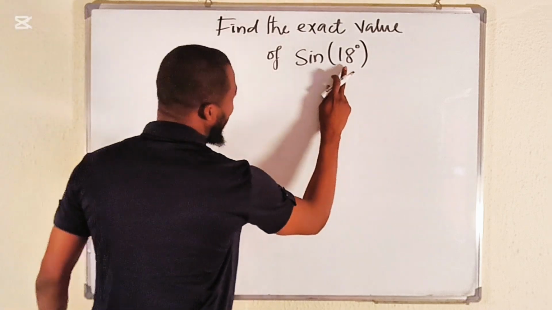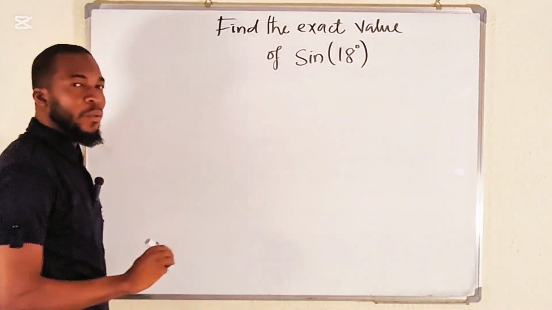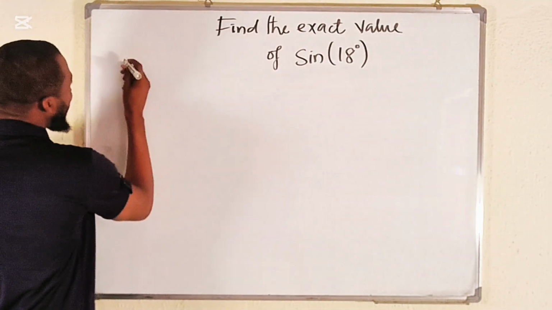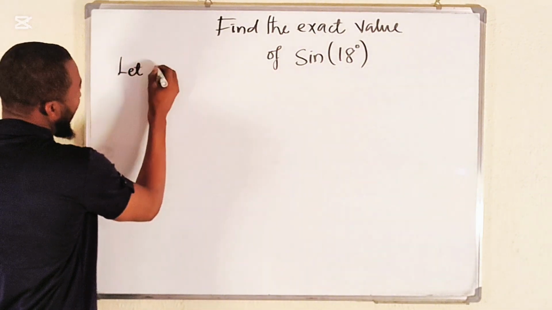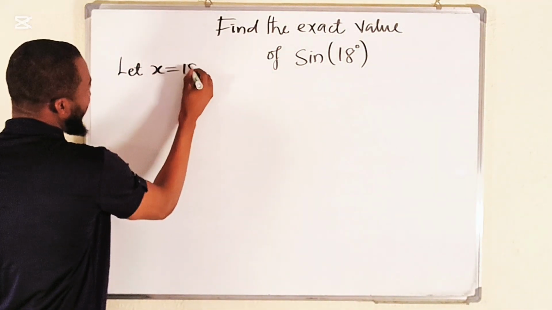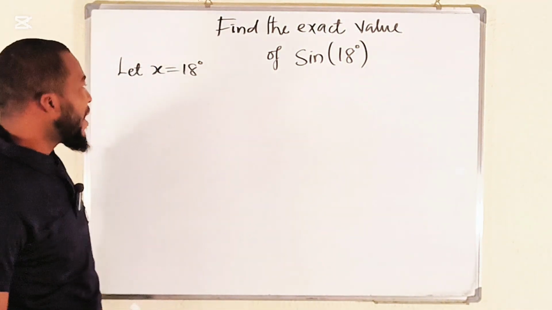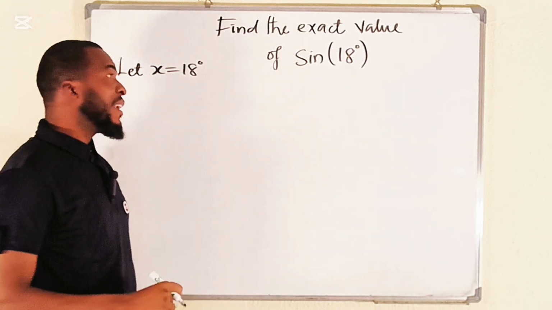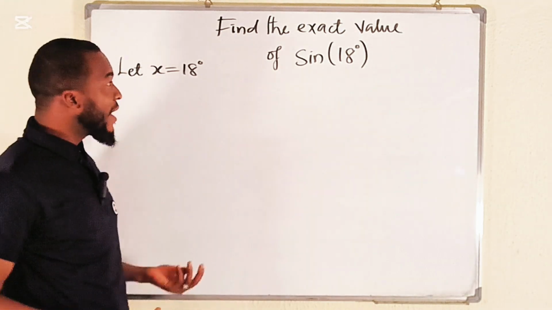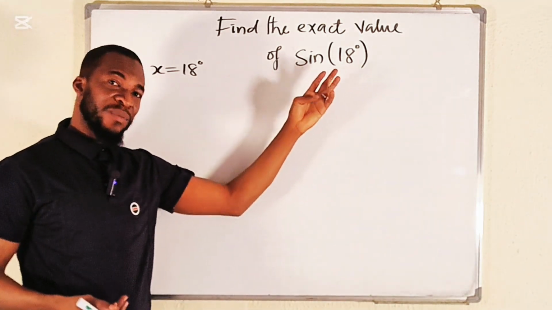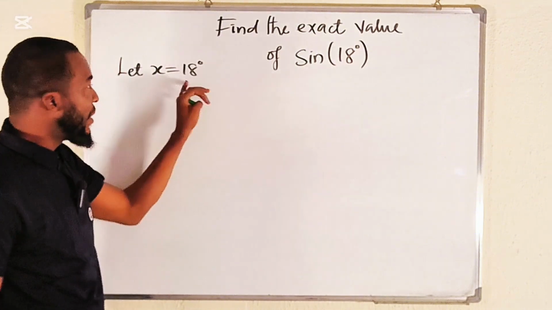First of all, I would like to declare this angle 18 with x. So let x be equal to 18 degrees, which implies that in the end, we are going to find sine x. And sine x is the same thing as sine 18 degrees because we have declared 18 with x.